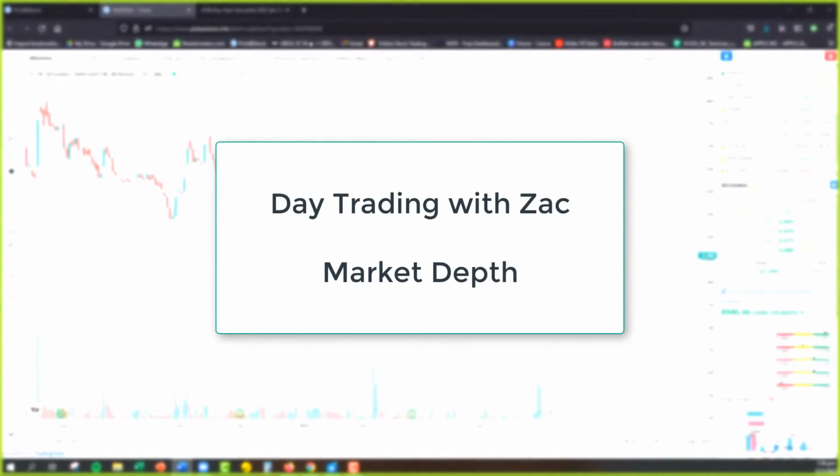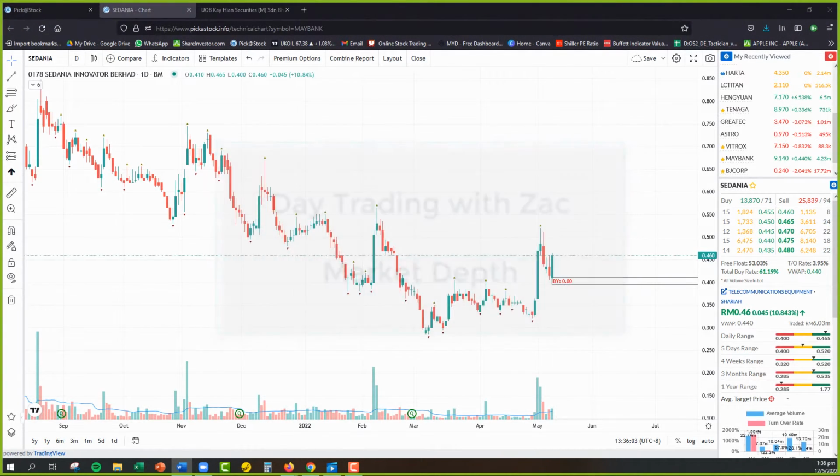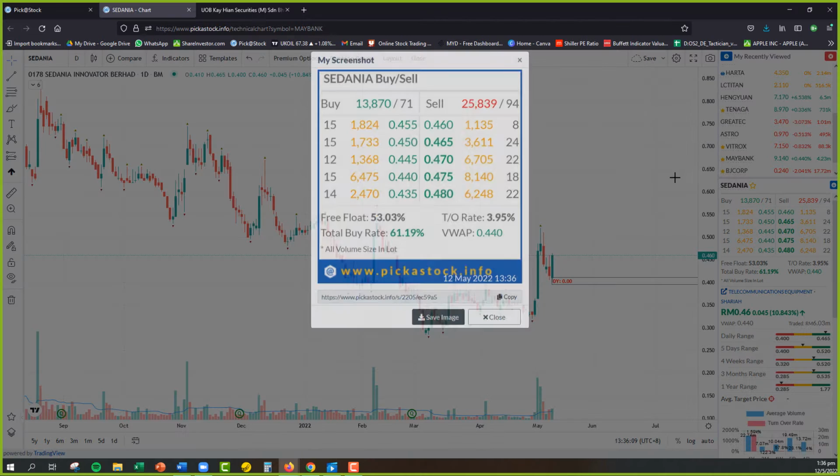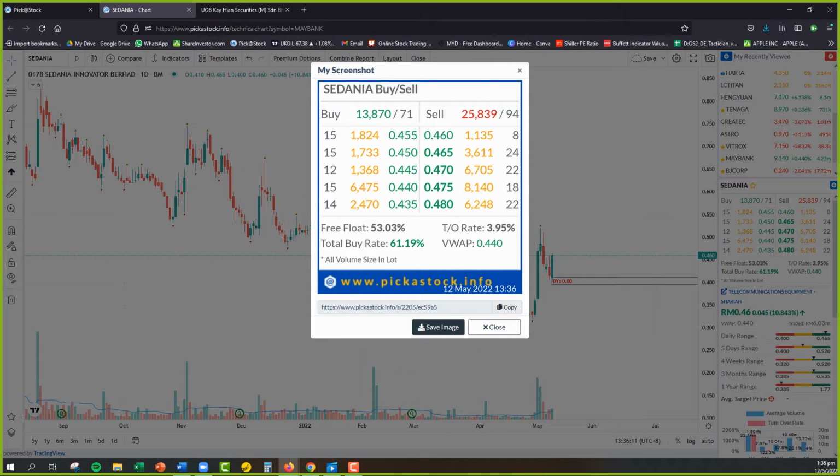Today we are going to talk about market depths. What do you need to know about market depths? This, ladies and gentlemen, is the market depths. On the left hand side there is a buy column, and on the right hand side there is a sell column. This picture here is basically what we call a market depth.